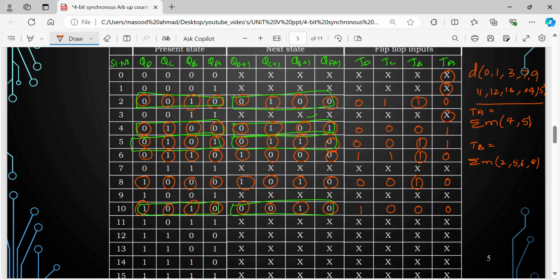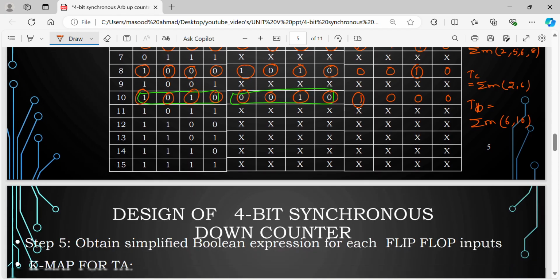Next, your TC is sigma m. TC is 1 for 2 and 6. 2, 6. Don't cares are common for everyone. Next is TD. TD is nothing but sigma m. It is only 2, 6, and here it is 6, 10. So it is 6 and 10. With this, I try to simplify this.